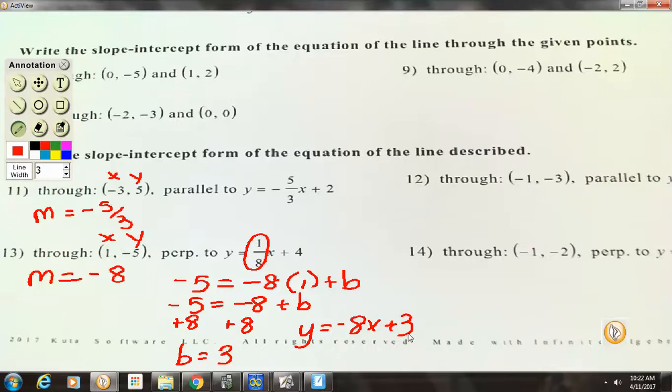Wait, so for number 11, how did you figure out 5/3 again? The directions told us that the lines were parallel, and I knew that parallel lines had the same slope. So if the given equation has a slope of negative 5/3, and ours is going to be the same, it's also going to be negative 5/3. Is that okay? Okay.